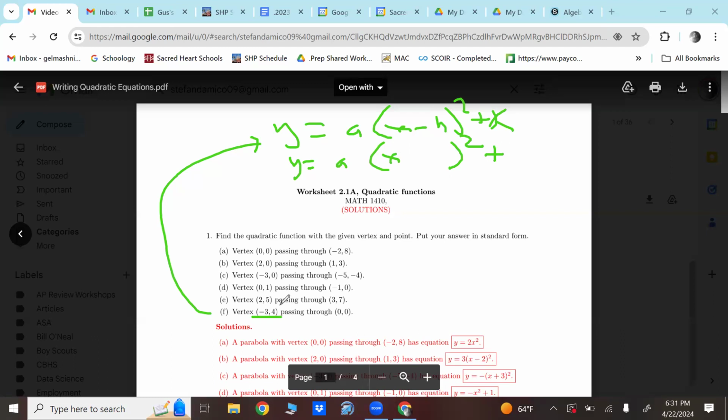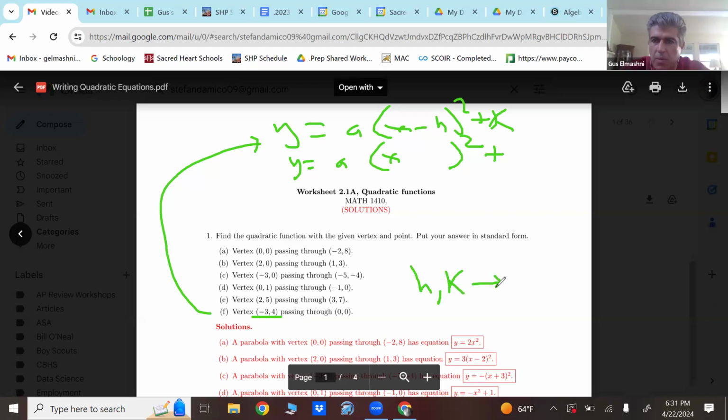You plug it in, it helps me visualize it better. What do H and K represent? What have we been talking about for the last 30 minutes? We're talking about vertex form. HK is the vertex. You're given the vertex. So what are you going to plug in for H? What are you going to plug in for K? Oh, 3 and 4.